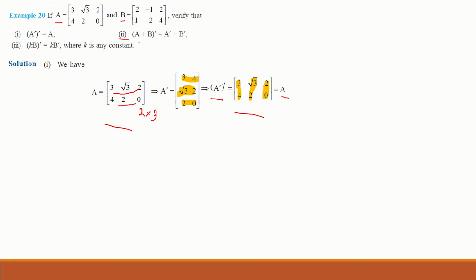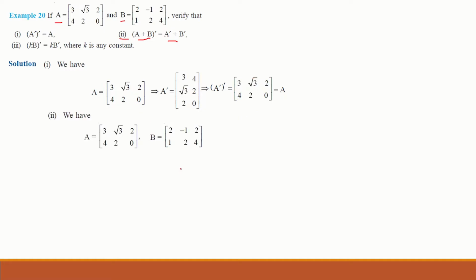Moving to the second question, A plus B the whole transpose is equals to A transpose plus B transpose. तो अब simply हम लोग A plus B करते हैं. 3 plus 2 is 5, √3 plus -1 is √3 minus 1, 2 plus 2 is 4, 4 plus 1 is 5, 2 plus 2 is again 4 and 0 plus 4 is 4.